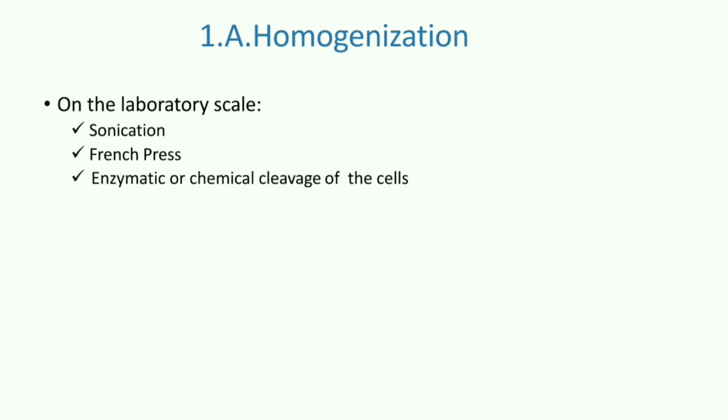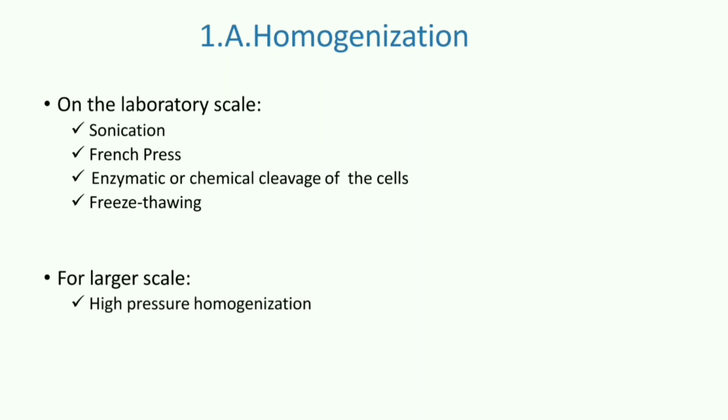The first step when we consider purification is homogenization for solubilization of proteins. It can be carried out on both laboratory scale as well as industrial scale. For homogenization, one can use sonication, French pressing, enzymatic or chemical cleavage of the cells, freeze thawing, and for industrial scale, one can use either a high pressure homogenizer or bead milling.